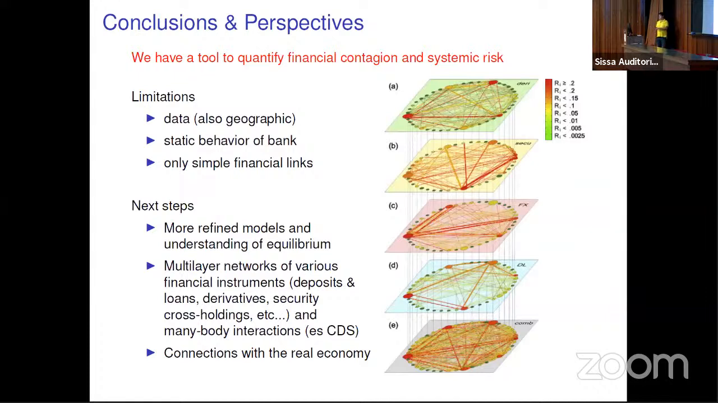Now, this connects me to the talks of yesterday. In reality, you have many interactions. So you have multiplex networks, and you have more than pairwise interactions. So you can have simplicial complexes also in financial networks. This is, of course, a promising avenue for future research.